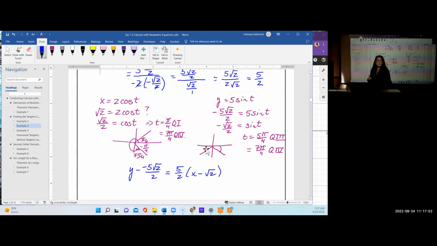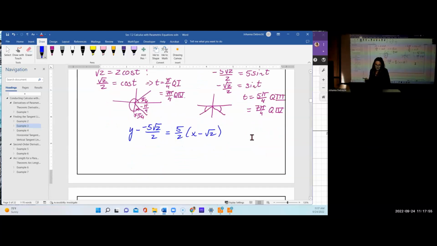Now let's do some algebra and simplify that. You never want to leave it like that if you could simplify it and make it more clear. So we're going to go ahead and multiply it out and move this over to the other side. A double negative is going to become plus. So when I subtract it, it's going to be negative. So this is going to give me y equal 5 halves x minus 5 square roots of 2 over 2 minus 5 square roots of 2 over 2.